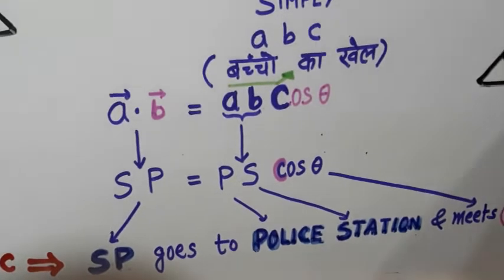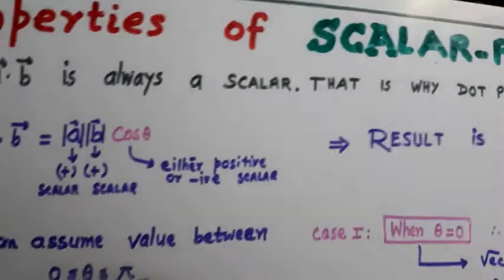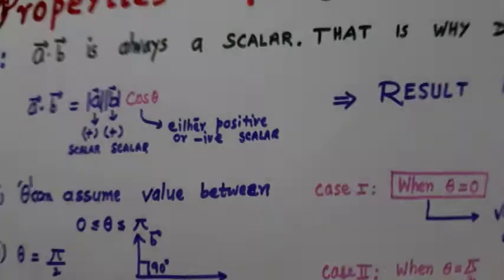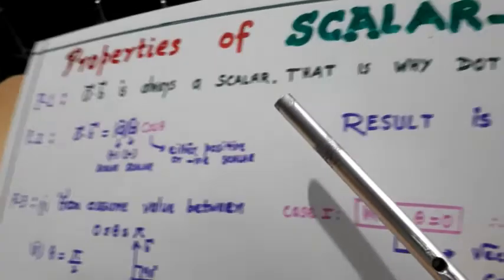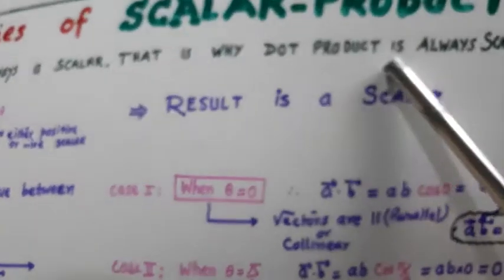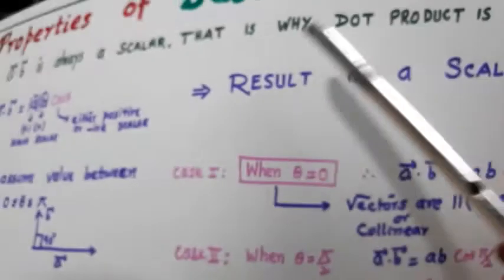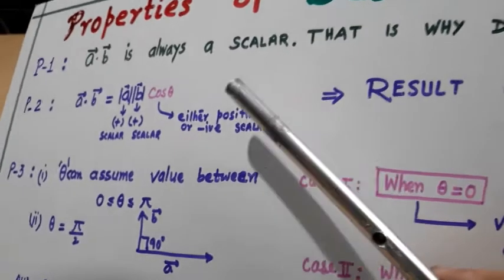Now let us go to further properties of the scalar product. Now look here, the properties of the scalar product. A dot B is always a scalar. That is why dot product is always scalar product. Its answer will be a number, a real number, a scalar.